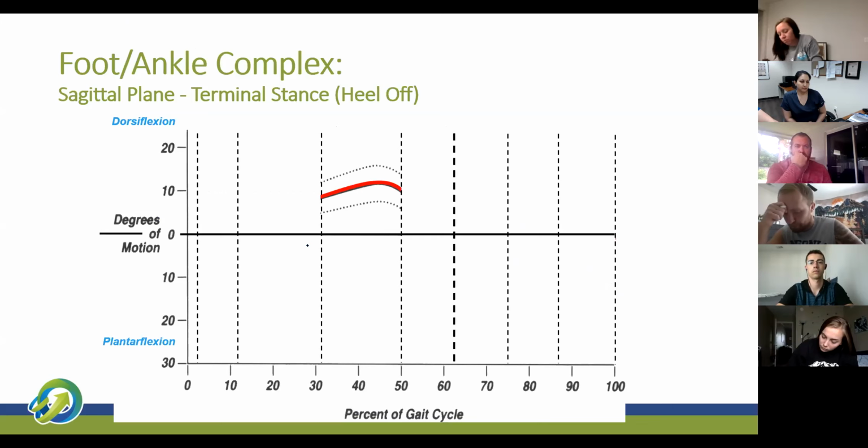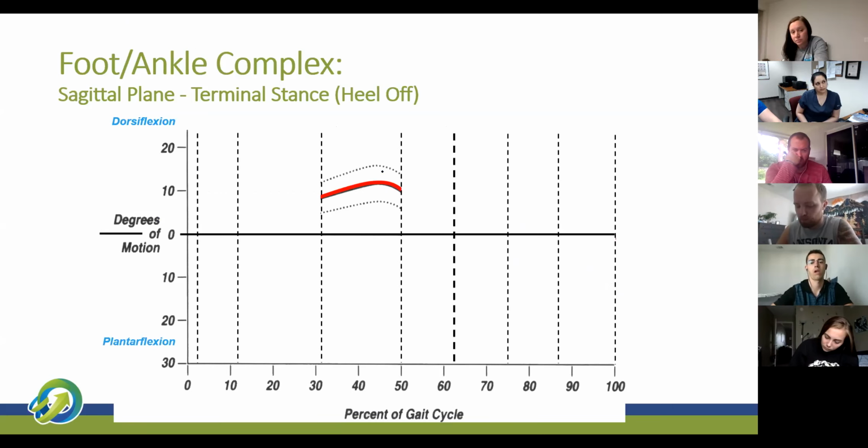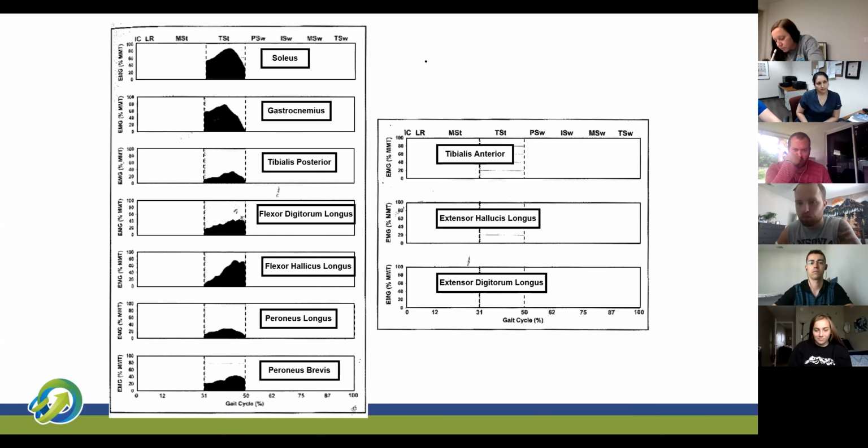So here we have a little arc of continued dorsiflexion moving into plantar flexion at terminal stance. This is when the heel comes off, right about here, and then we start moving back down into plantar flexion. If you can picture that happening in the gait cycle, as soon as the heel comes off the ground, the ankle starts to move back into plantar flexion, and the initial contact on the other limb is occurring here.